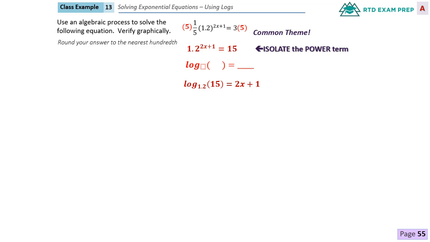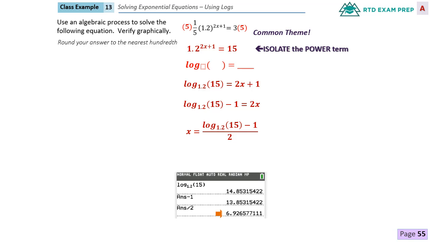Now, this is no different from equations you would have solved in grade 7, except that now we have the presence of this log base 1.2 of 15 distracting us. Nonetheless, to isolate x, we will simply subtract 1 and divide by 2. At this point, we'll need our calculator, and then we'll round to the nearest hundredth. We find an answer of x equals 6.93. We'll verify this later.